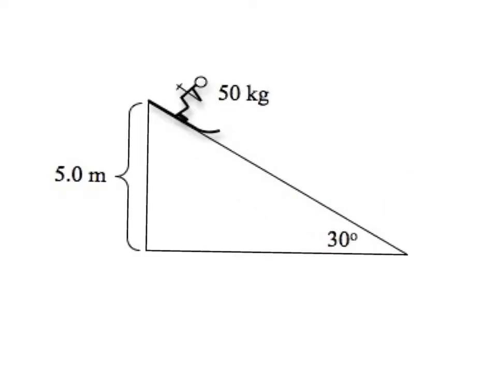Let's take a look at a sample problem for an incline. Here we have a skier who has a mass of 50 kilograms, and he's on an incline that's inclined 30 degrees relative to the horizontal, and he's going down a complete height of 5 meters. So if we assume that this is a right angle over here, that means that the sine of angle 30 is equal to the opposite over the hypotenuse.